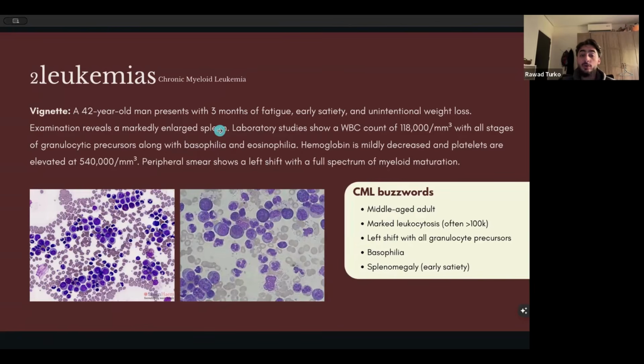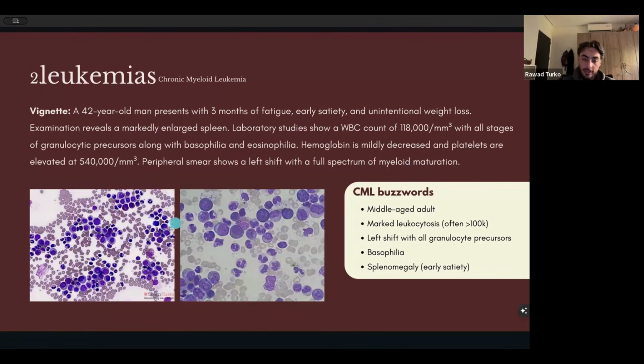Okay, like basophilia alone is extremely rare. It's very rare to see increased levels of basophils in any other infection or anything like that. It points you towards CML pretty accurately if you see it in a question stem. Hemoglobin is mildly decreased and platelets are elevated. Peripheral smear shows a left shift with a full spectrum of myeloid maturation.